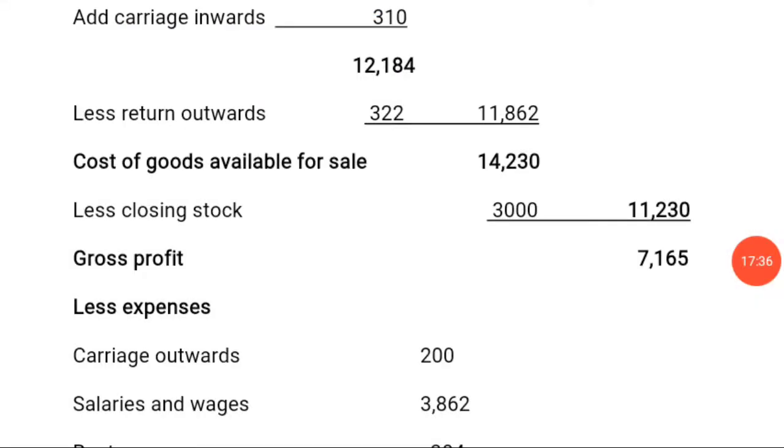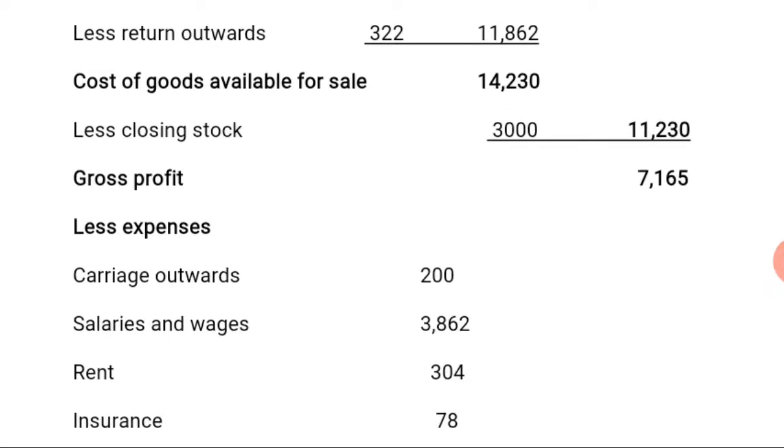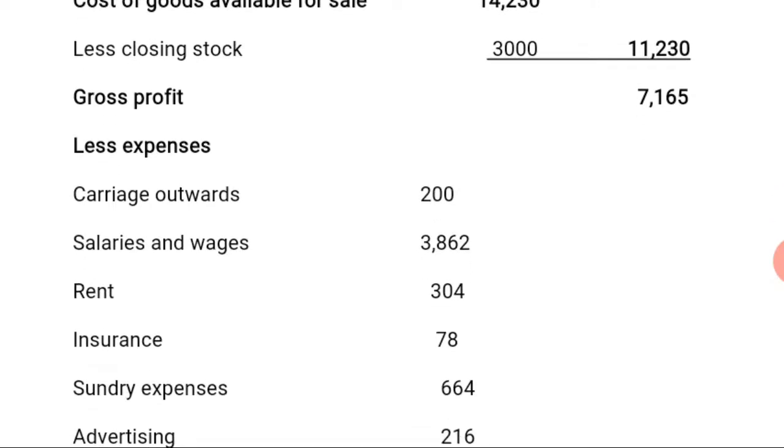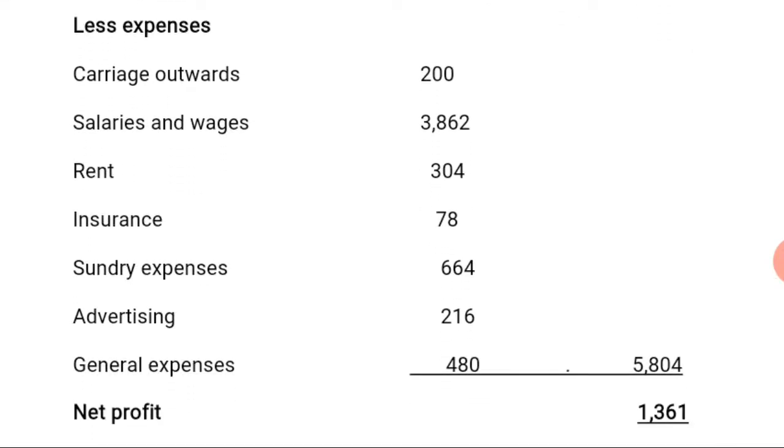Having done that, then you now less expenses from gross profit. So the expenses that we have are carriage outward 200 naira, salaries and wages 3,862, rent 304 naira, insurance 78 naira, sundry expenses 664 naira, advertising 216 naira, and general expenses of 480 naira.